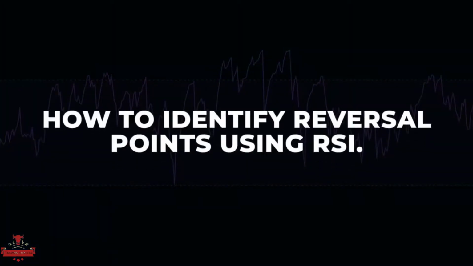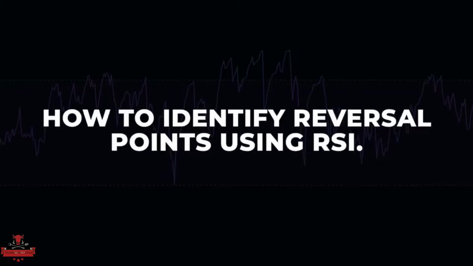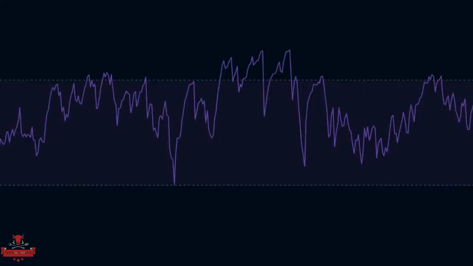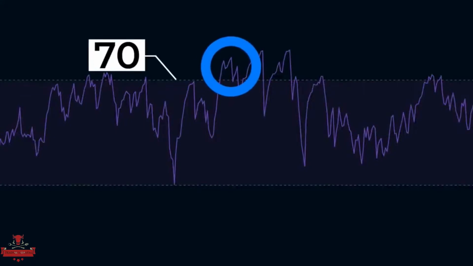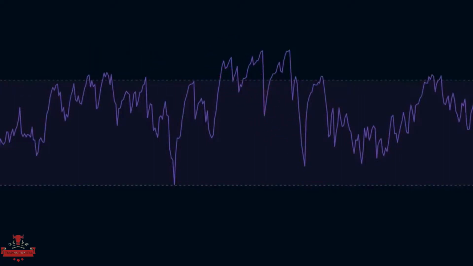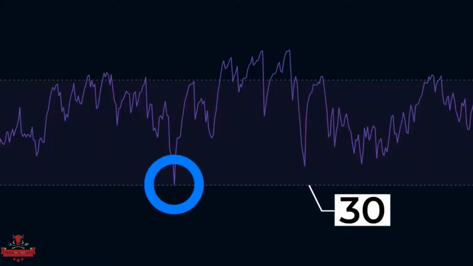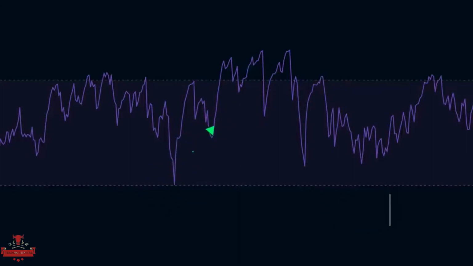Now, let's understand how reversal points are identified using the RSI. Generally, when the RSI crosses above the value of 70, it is considered overbought and we expect the price to fall. On the contrary, when the RSI goes below the value of 30, it is considered to be oversold. Therefore, we expect the price to make an up move.